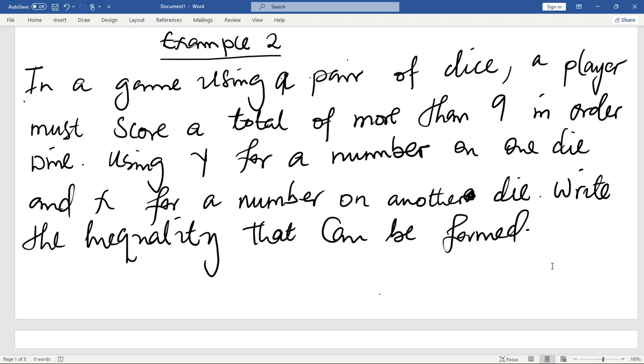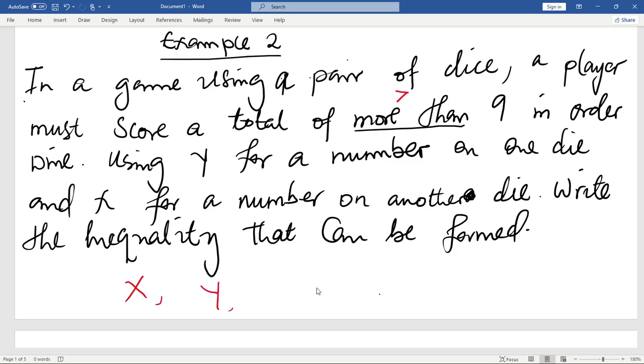So that's the first thing that we're going to look at, a total of more than 9. Okay, so let me use a different color for this as well. More than 9, we're simply talking about greater than. So let's assign the variables x and y to represent the dice that we have there. If x represents one die, and y represents the other die.